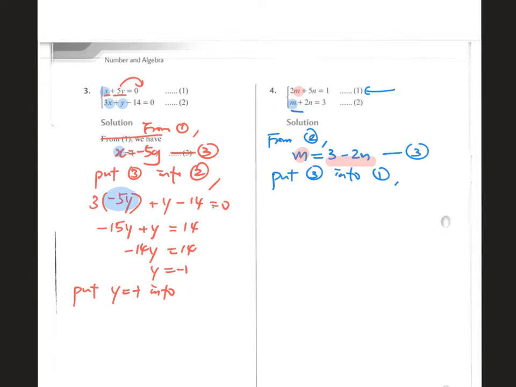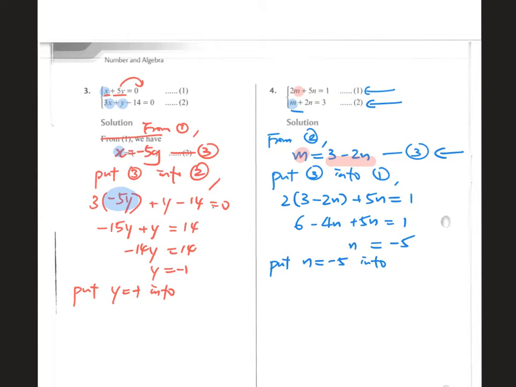As a result, after doing substitution, you have 2 times 3 minus 2n plus 5n equal to 1. Next, to simplify it is 6 minus 4n plus 5n equal to 1. N is on the left, and can you move the 6 to the right? And it's minus 5. Afterward, you put n is minus 5 into, again, you can choose number 3, number 2, or number 1. For example, I definitely won't choose number 1, it's harder, right? Maybe I choose number 2. So that's why it's n plus 2 times minus 5 equal to 3. And for the rest, you'll work it out by yourself.